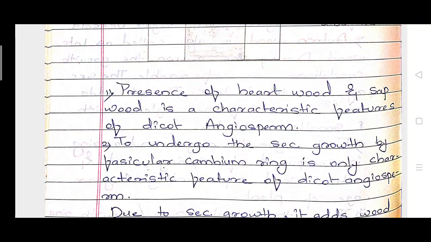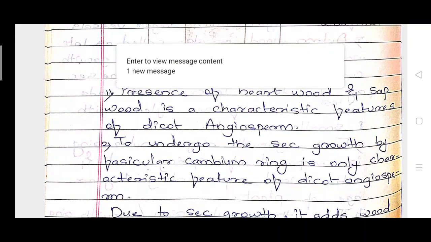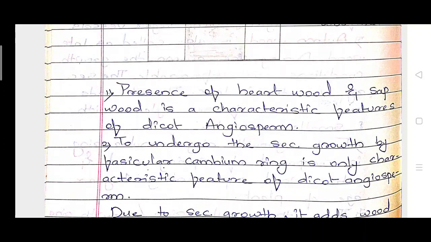In the previous video I discussed spring wood and autumn wood, or the growth ring, which is also a characteristic feature observed in dicot plants. Similarly, this is also a characteristic of dicot angiosperms. When the plant undergoes secondary growth, the formation of fascicular cambium rings is a main characteristic feature of the dicot angiosperm.